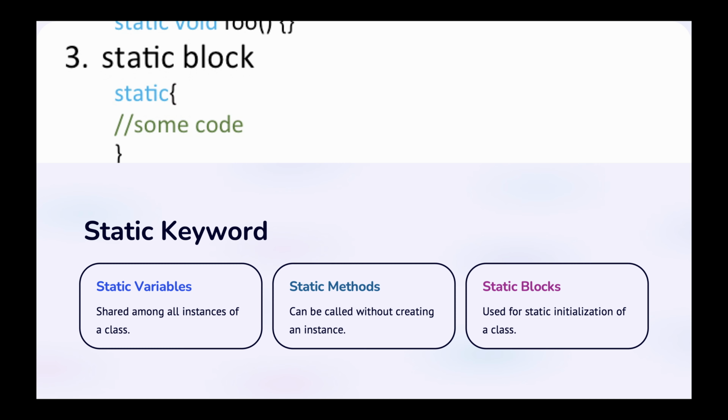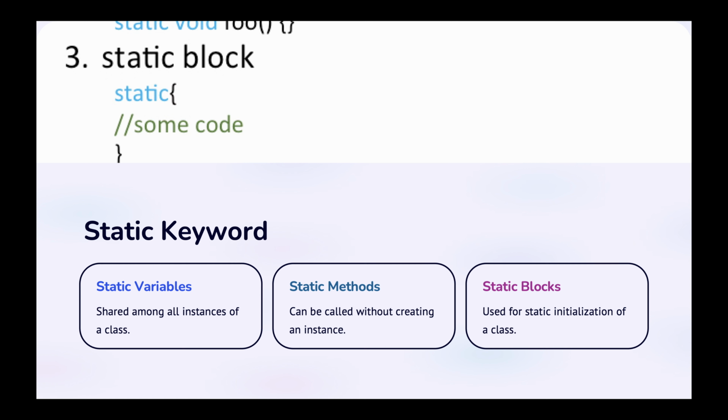Now here is the fifth question. What is the significance of the static keyword in Java? Here is the answer. The static keyword indicates that the member belongs to the class itself rather than to any specific instance of the class. What are static variables? They are shared among all instances of a class. What are static methods? They can be called without creating an instance of the class.